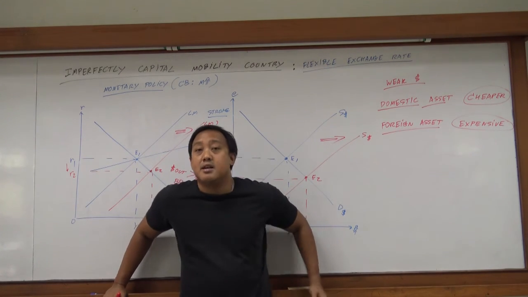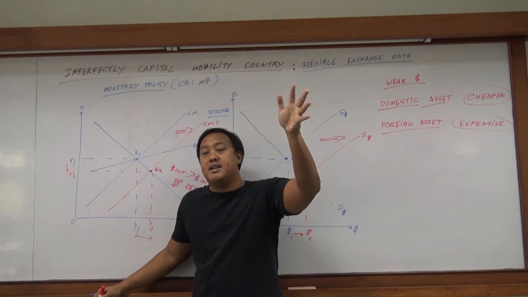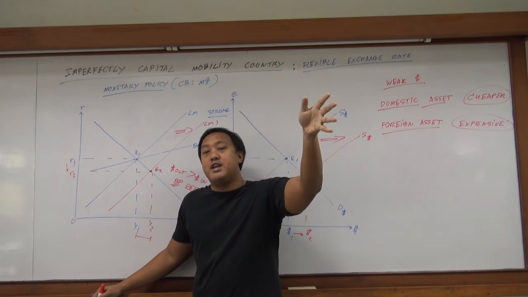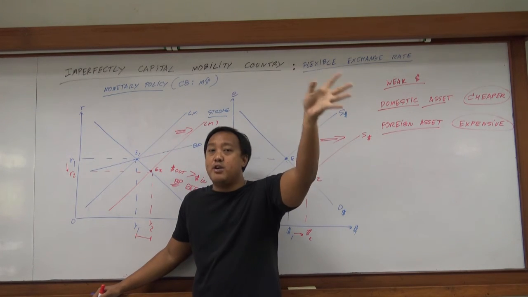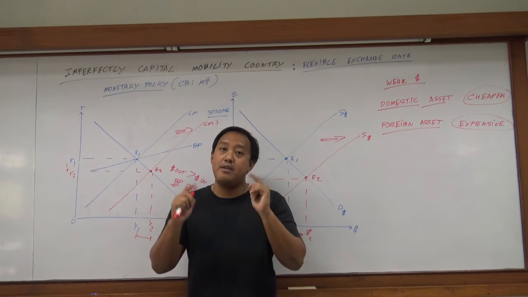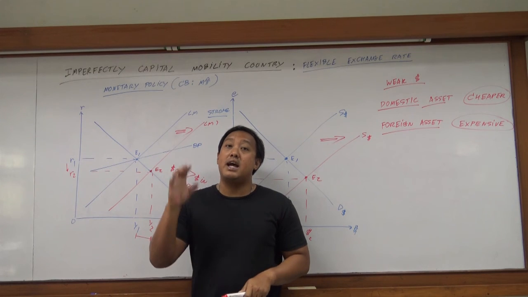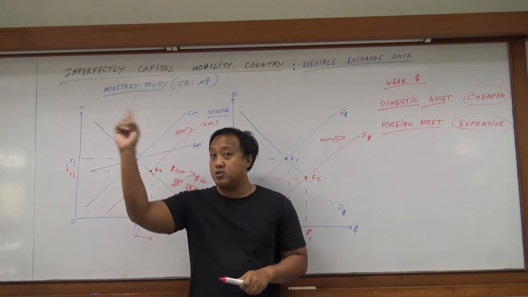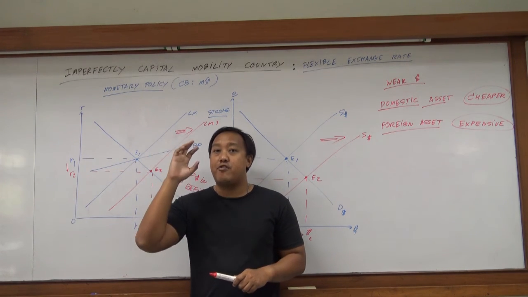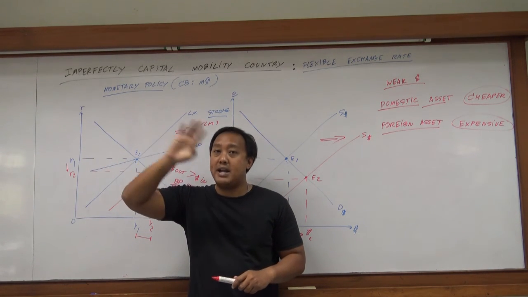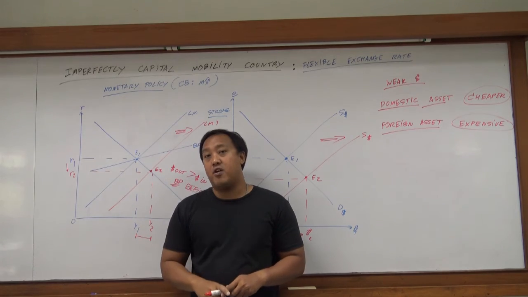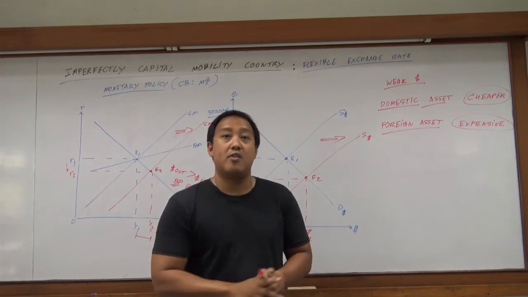What does it mean? Stocks outside the USA, bonds outside the USA, buildings, housing, land outside the USA become more expensive. So American people are going to invest less money outside the USA. The money is going to flow out less than before.